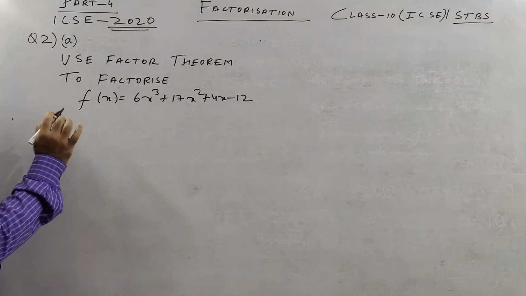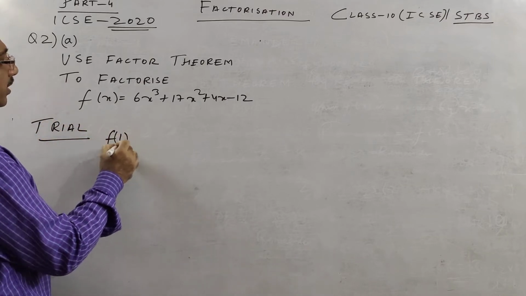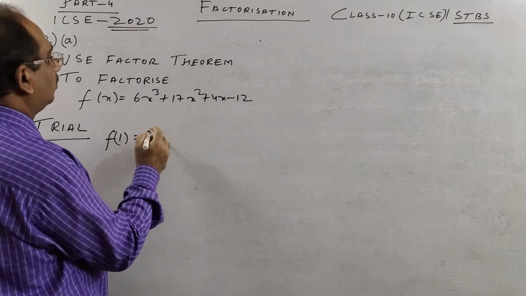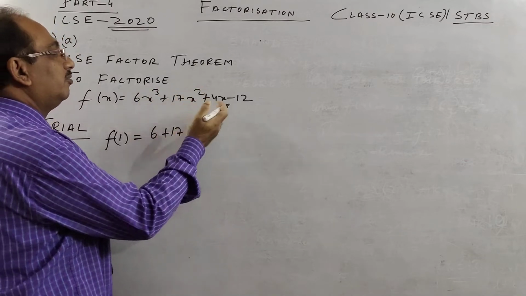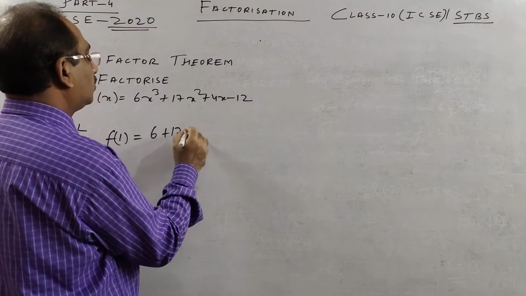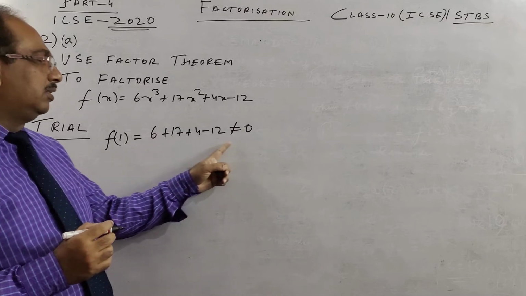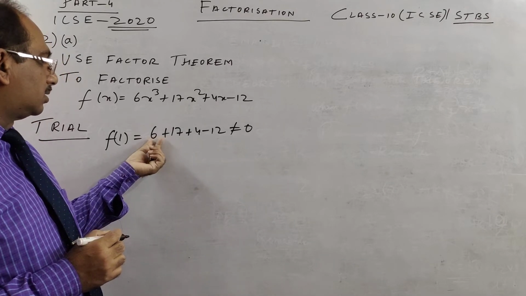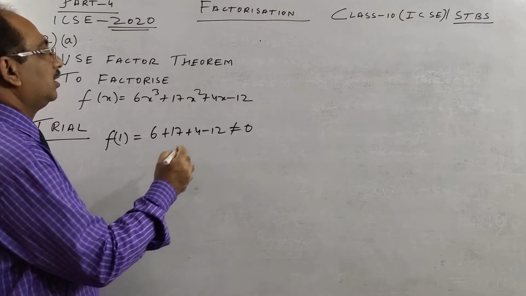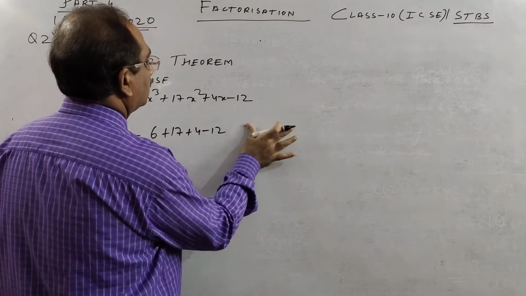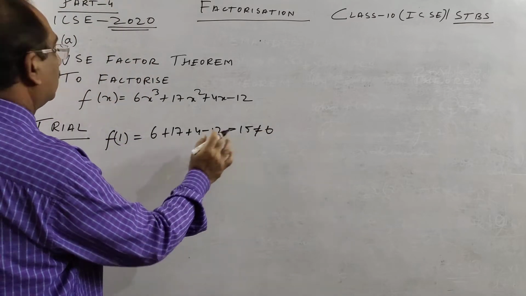So our first idea is to start with a trial method. Trial method: F1 we take. I have taught you in my part 1 video, simply add the coefficients, because 1 cube, 1 square, everything x is 1. So just you add them. You will see when you add, they will not be equal to 0. You can see here 6 plus 17, 23 plus 4, 27 minus 12 is 15, which is not equal to 0.